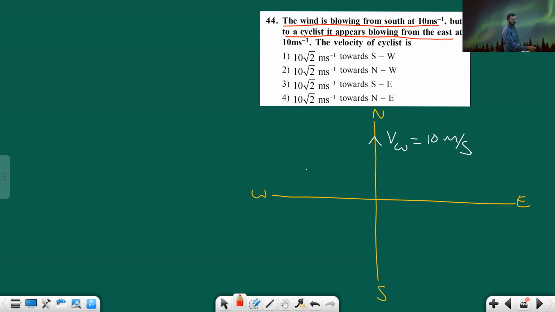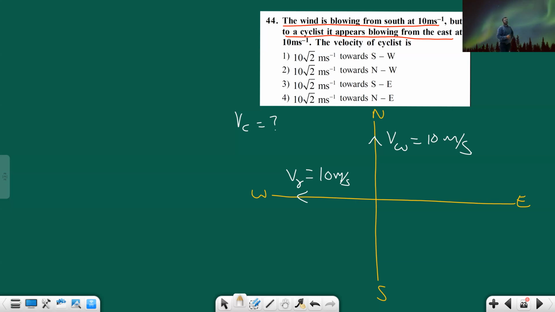Appears, that is nothing but relative velocity. The feeling of the person and those things we can call relative velocity. V suffix R indicates relative velocity, and that is also given as 10 meters per second. Now they're asking what is the velocity of cyclist. So my target is to find the velocity of cyclist.